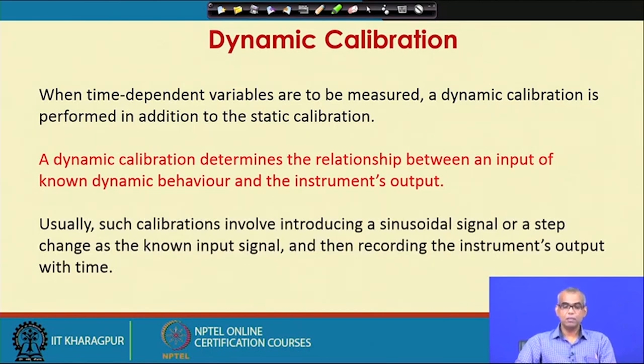Usually, dynamic calibrations involve introducing a sinusoidal signal or a step change as the known input signal and then recording the instrument's output with time. So, dynamic calibrations will require you to introduce either a sinusoidal input or a step change, and then we record the instrument's output with respect to time. So, there are both static calibration and dynamic calibration. We will stop here for this lecture 6 and we will continue with lecture 7 in the next class.